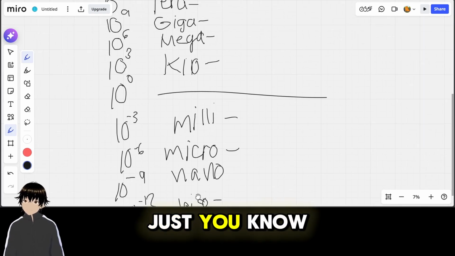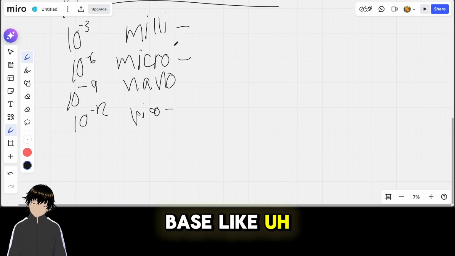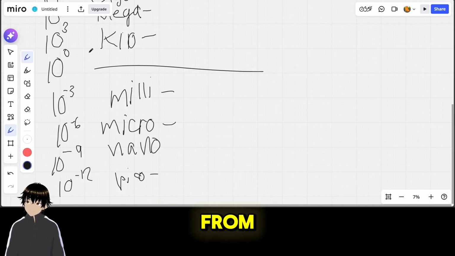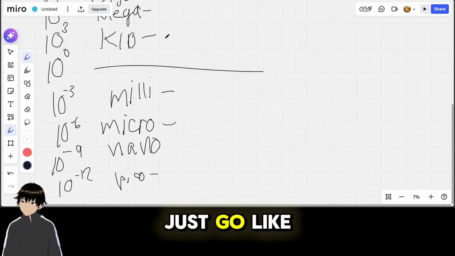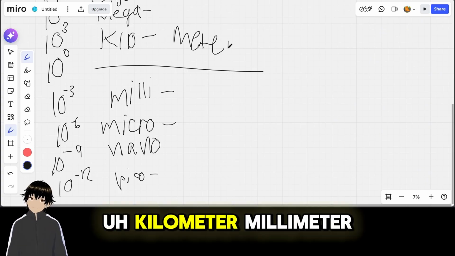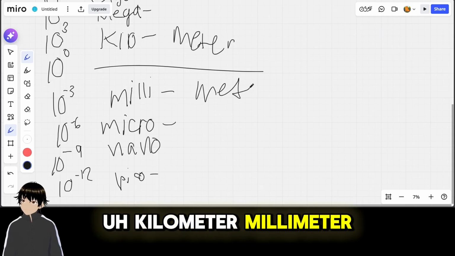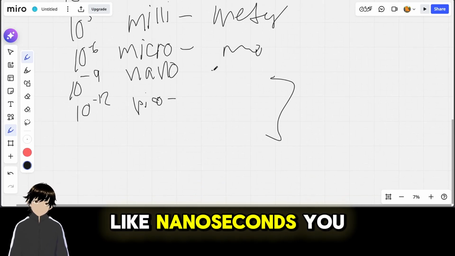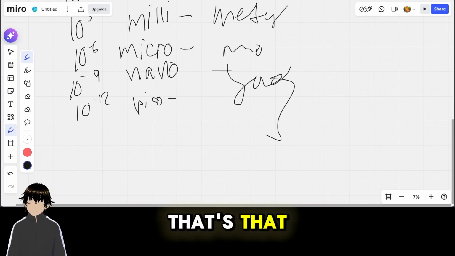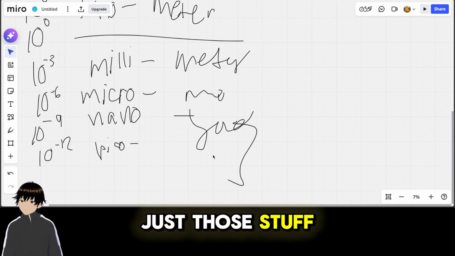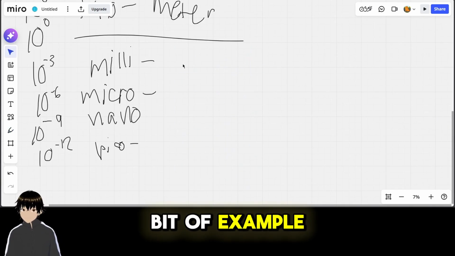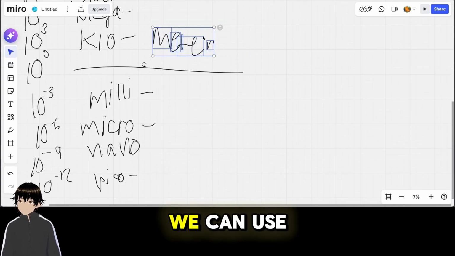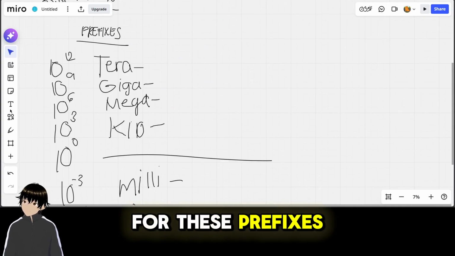So from here on, from here to here, we can just go like pico, kilometer, millimeter, micrometer, so on and so forth, like nanoseconds, those stuff. It's a little bit of an example we can use from these prefixes.